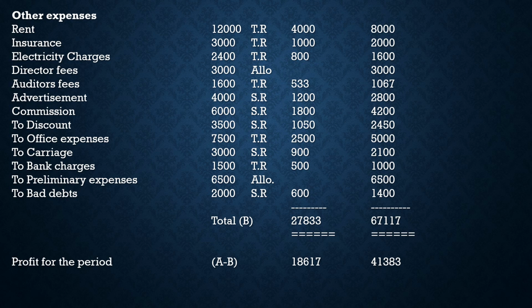Okay. Now, the auditor fee, time ratio. Advertisement, sales ratio. Commission, you divide the 6,000 in sales ratio. Discount, you divide this discount 3,500 in sales ratio. Office expenses, 7,500, you will divide it in time ratio. Carriage, 3,000 in sales ratio. Bank charges in time ratio.